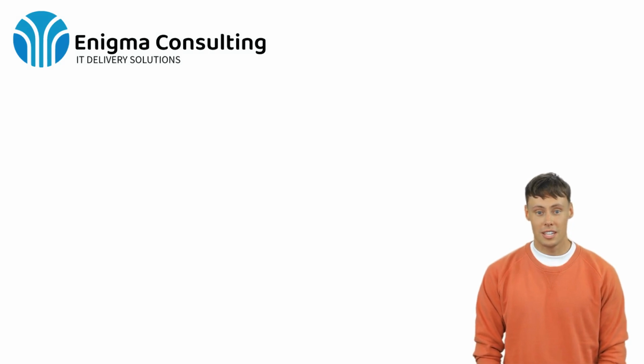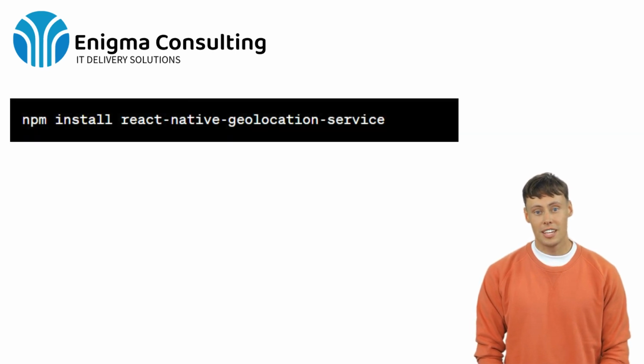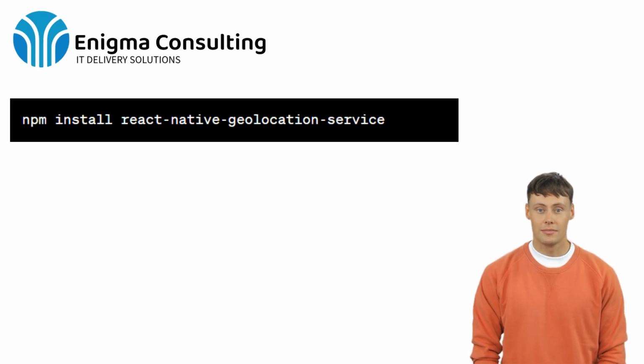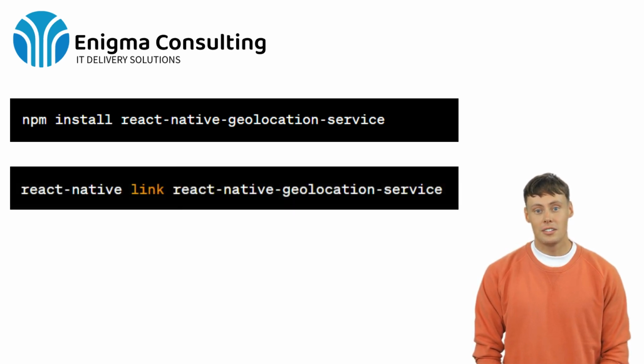Now we'll focus on getting the user's location, which is essential for fetching weather data specific to the user's current position. Getting the user's location first requires us to install the geolocation library. We'll use the React Native geolocation service library to access the phone's location. This library is preferred for its accuracy and better performance. Install it with this command. If you're using a React Native version below 0.60, you'll need to link the library manually. For React Native 0.60 and above, auto-linking should take care of this for you.